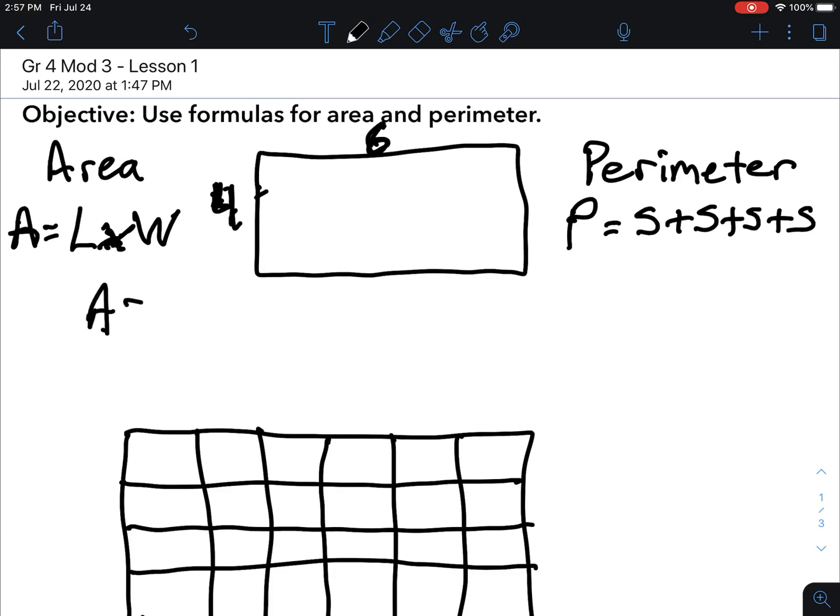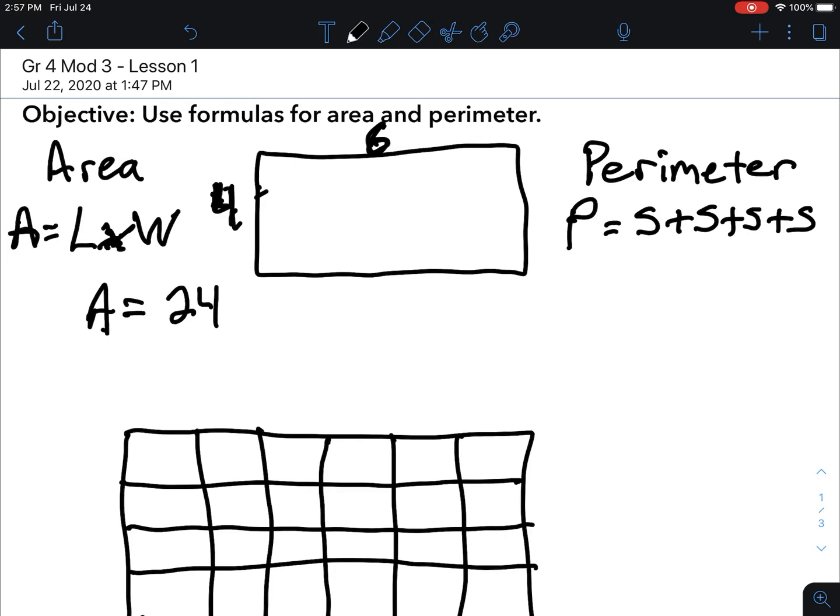So in this case, if we're finding area, and we know that area is equal to the length times the width, what would the area of this rectangle be? That's right. Like I said, you just multiply the two numbers. So 4 times 6 will be 24. I'm going to tell you what you put after the 24 in a minute.